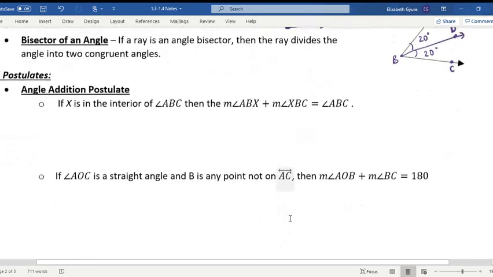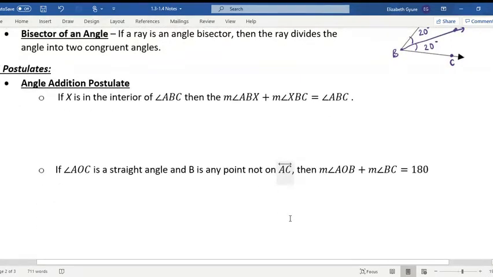And then our postulates for 1.4, don't worry about the protractor thing. That's in your textbook. If you're following along in your textbook, there's a protractor postulate that goes along with measurement and understanding the degrees. I'm not worried about that with you guys.